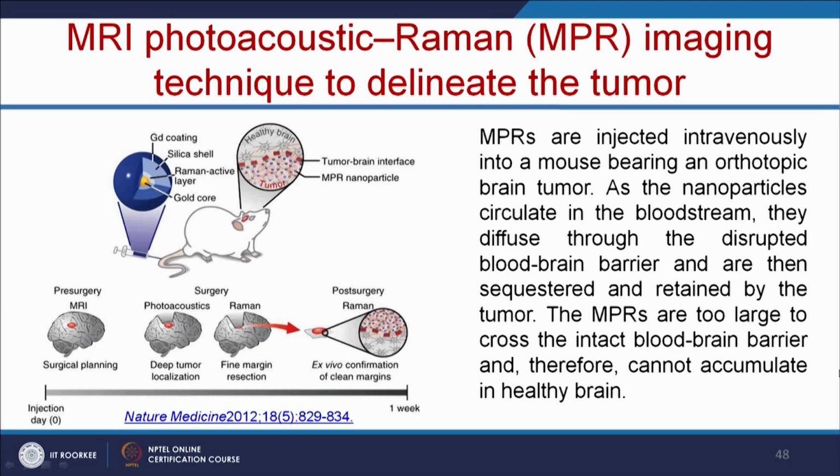So, they cannot accumulate in the healthy brain. You can see here this MPR is made up of a gold core and a Raman active layer, followed by a silica shell, and on the top there is a GD coating, that is a gadolinium coating, which is useful for MRI imaging. By using these nanoparticles we can do the imaging at 3 levels: pre-surgery MRI, during surgery, and also we can evaluate after surgery.